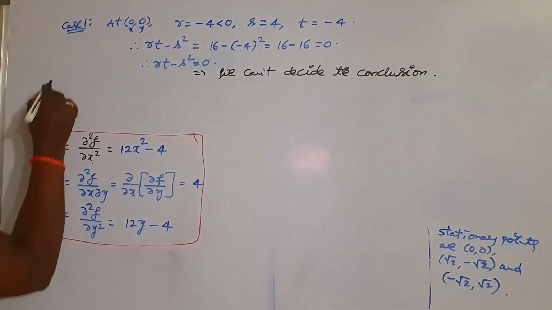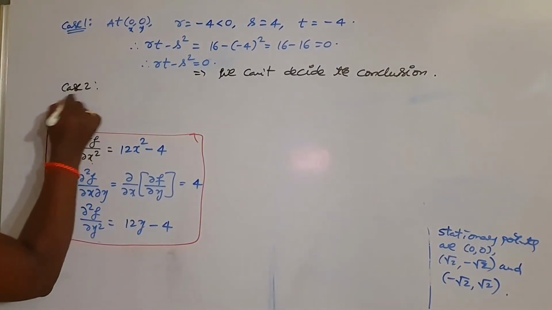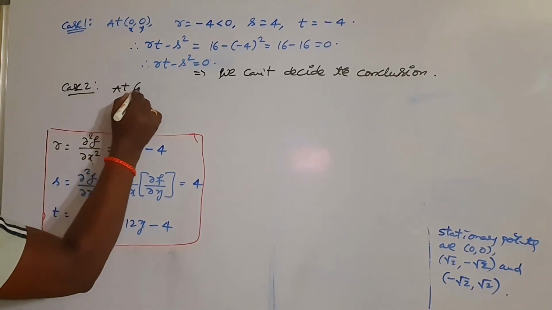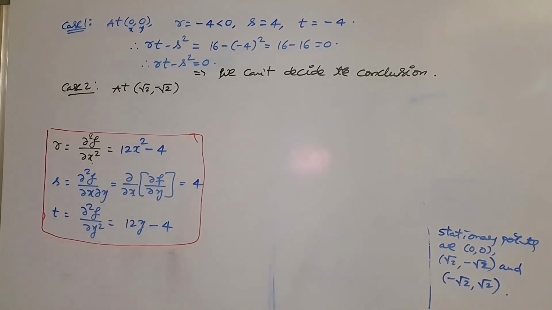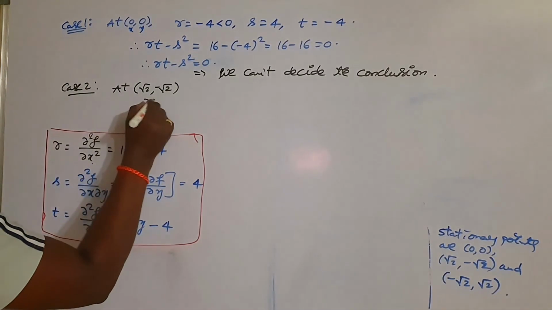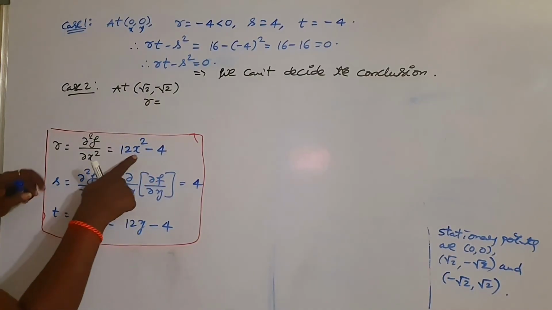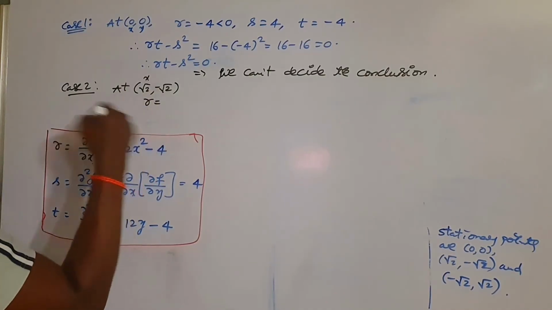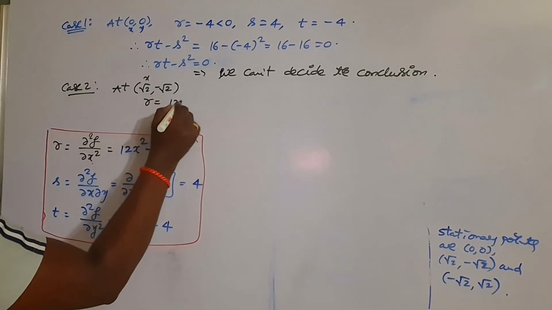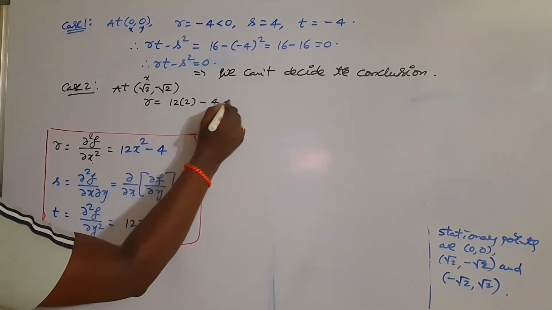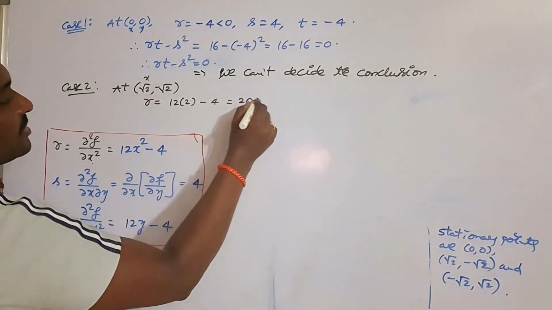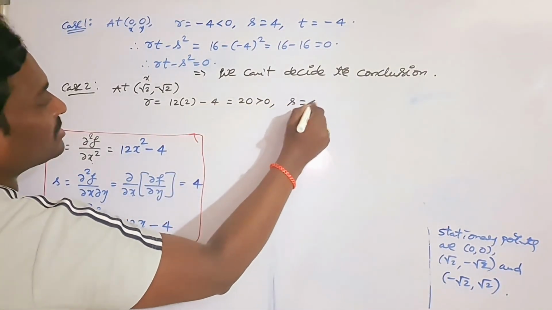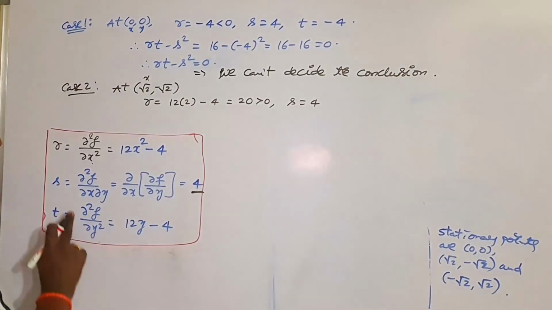Now see case 2, at root 2 comma minus root 2. What is our r value? 12 into x square. What is x here? Root 2. So 12 into root 2 whole square means only 2. 12 2s are 24, 24 minus 4, it is 20. It is positive. s is constant, it is 4.